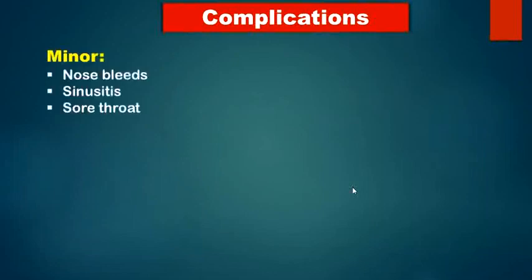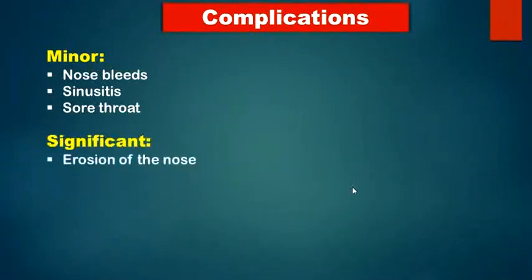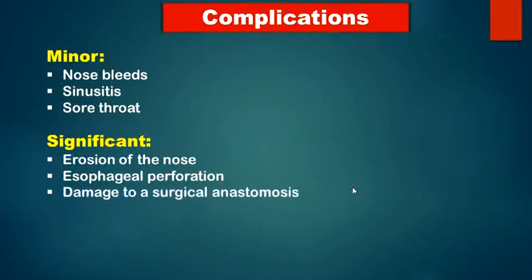Complications. After putting the NG tube, we may face complications, minor or major. Nose bleeding, sinusitis, sore throat can happen, but the significant ones are erosion of the nose and esophageal perforation. Of course, these are errors; they should not happen. Or damage to the surgical anastomosis. If a patient had a surgical anastomosis done successfully, and we give an NG tube and damage it.